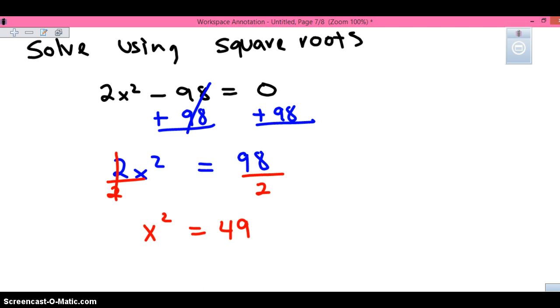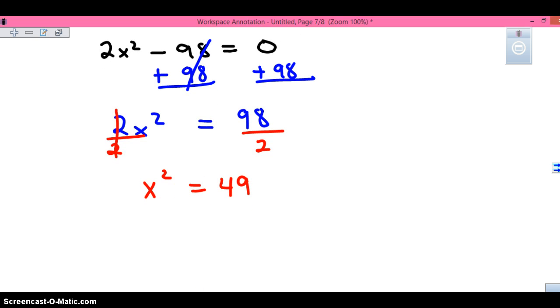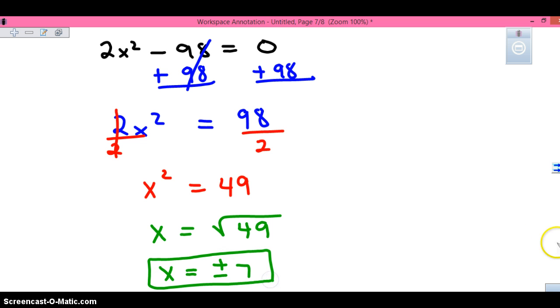Okay, so how do we get rid of the exponent 2? We have to find the square root of 49. So x is equal to the square root of 49. This means that x equals plus or minus 7. So how many solutions does this quadratic equation have? 2 solutions, plus and minus 7.